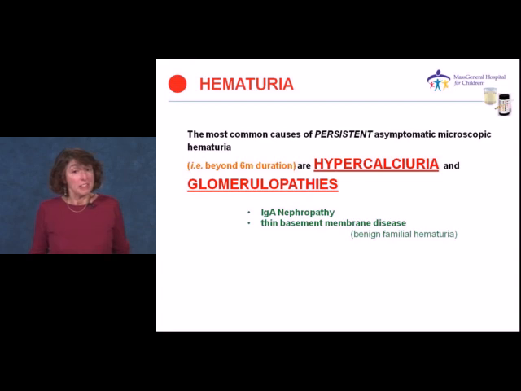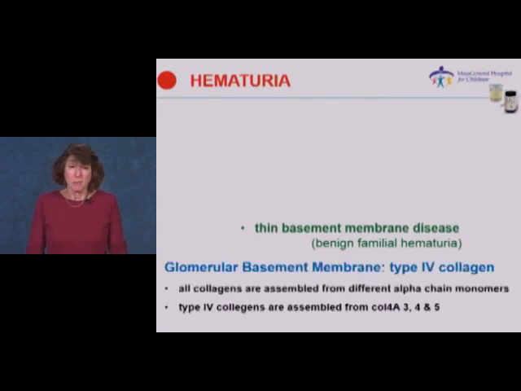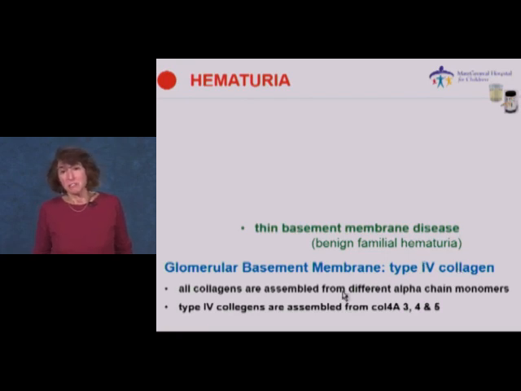There was a time that thin basement membrane disease was referred to as benign familial hematuria, and that was the description of it. It was benign, it tended to run in families, and there was blood in the urine, again, with no prognostic implications. And what we've learned since is that most of the benign familial hematuria is related to variations in the genes encoding thin basement membrane factors. The glomerular basement membrane is made up of collagens, and it's primarily type 4 collagens. And all collagens throughout the body are assembled from any number of different alpha chain monomers. And the type 4 collagens in the GBM are assembled specifically from collagen 4A3, 4, and 5.